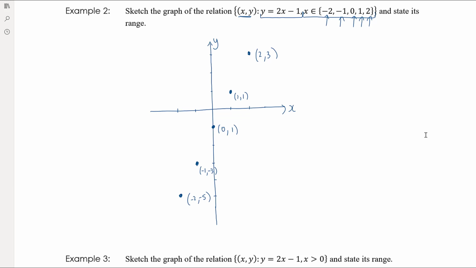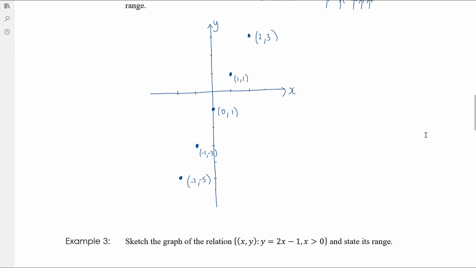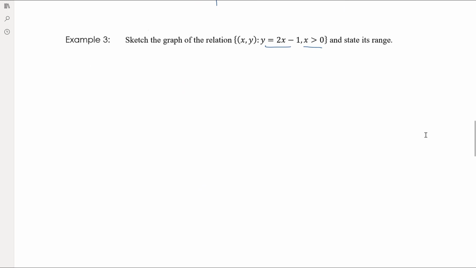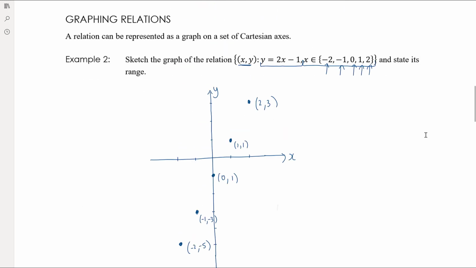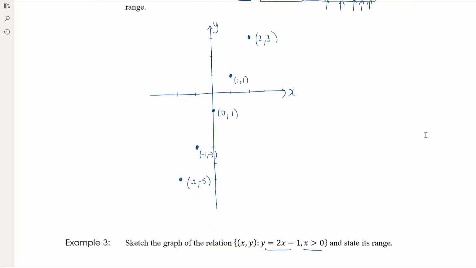Alright, then we think about example 3, sketch the relation. Here we've got the same rule, but again, different domain. Sketch the graph of the relation, so set of ordered pairs where y is equal to 2x minus 1, so it's the same line, but only where x is bigger than 0, and state its range. Oh, sorry, did I miss that in the previous one? And state its range. Okay, sorry. So range here is the set of all the y values, which we can see from our points, -5, -3, sorry, that should be -1, -1, 1, and 3 is my range.